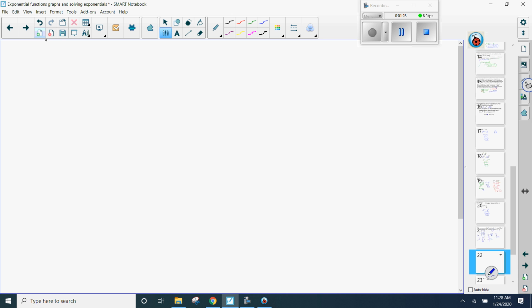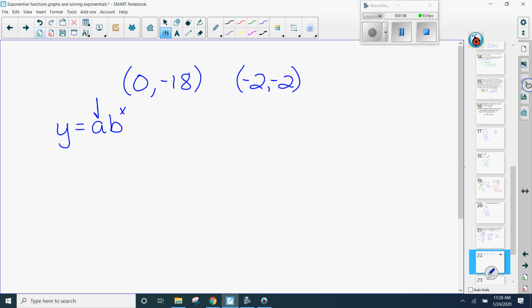What if I gave you 2 other points? You work through this problem for me. What if I gave you the points (0, -18) and the point (-2, -2)? I want to know what is an exponential function that's going to go through those 2 points. Exponential function is going to be in the format of y equals a b to the x. What is this value right here? It is your y-intercept, which is found right there.